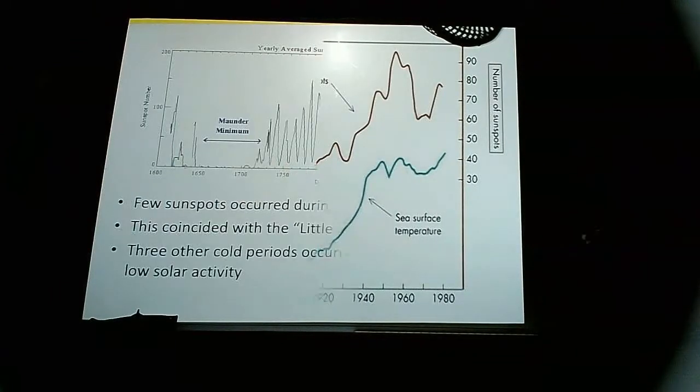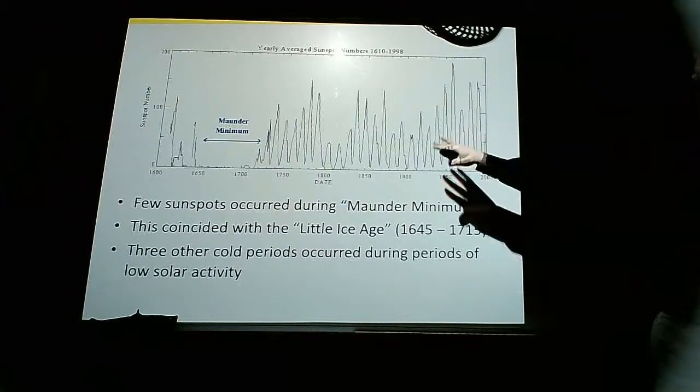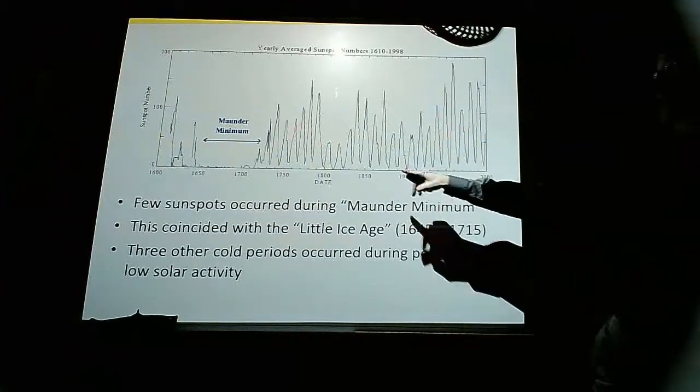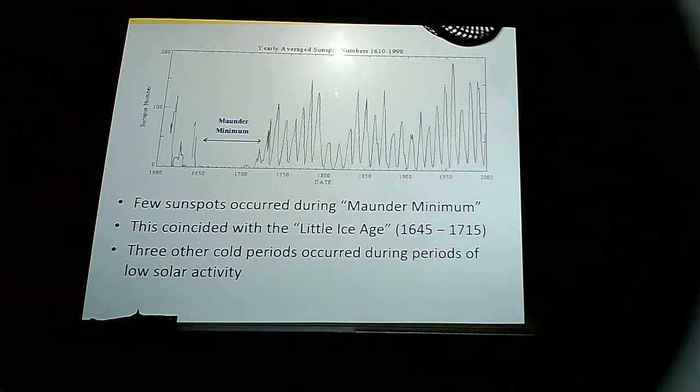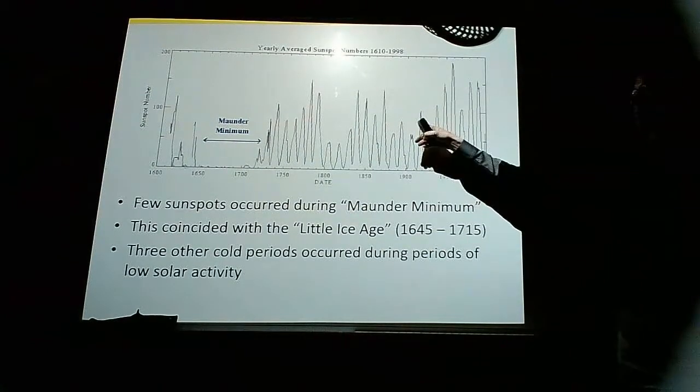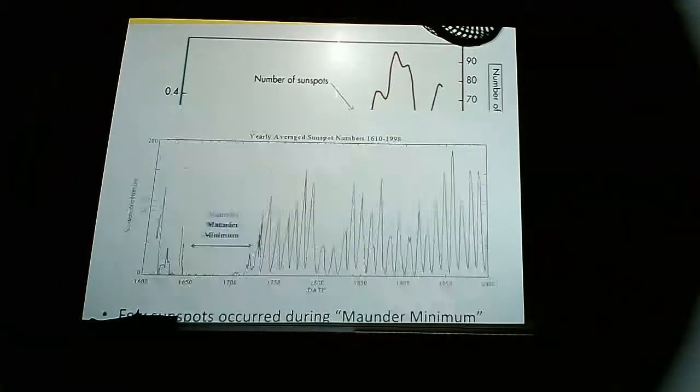So, and also, just going back, 3 other cold periods occurred during periods of small solar activity. This period right here, and not quite sure exactly what the other one is. Maybe it's in this area. But we saw noticeable cooling on our climate based on those sunspots being absent.